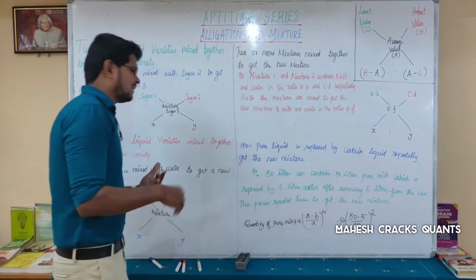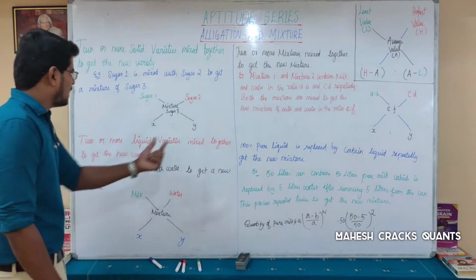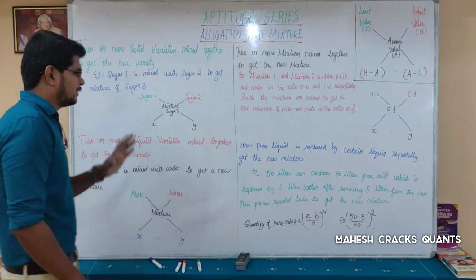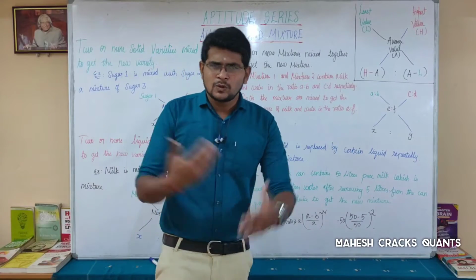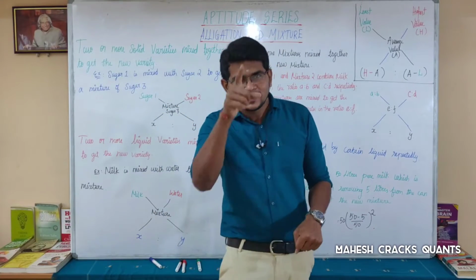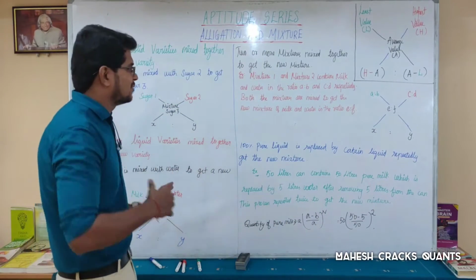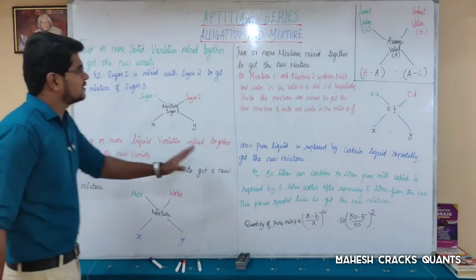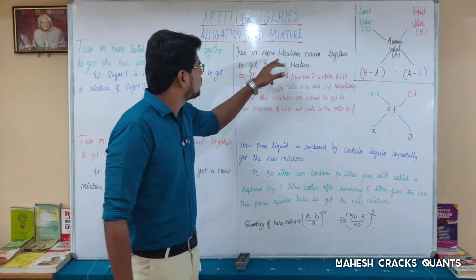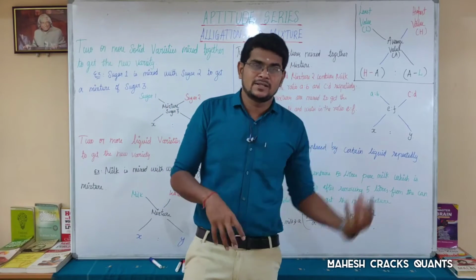Okay, come to the next kind of questions. What is the next kind? Two or more liquid varieties mixed together to get a new variety, like milk and water. A lot of people know that, and alcohol and water. That is also mixing, right? Even that will be there in the questions. And the third type of questions is two or more mixtures mixed together to get a new mixture. It's already mixed.